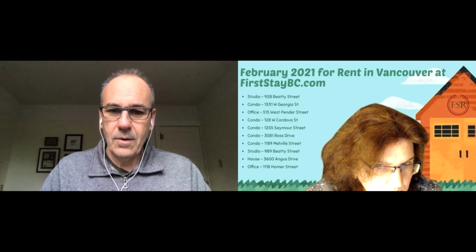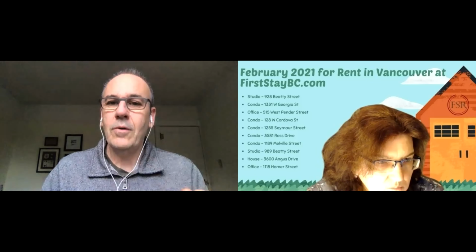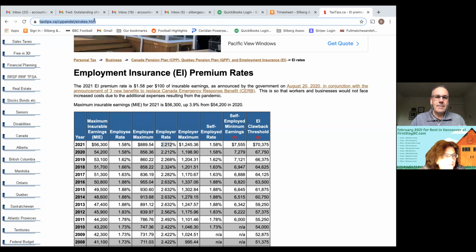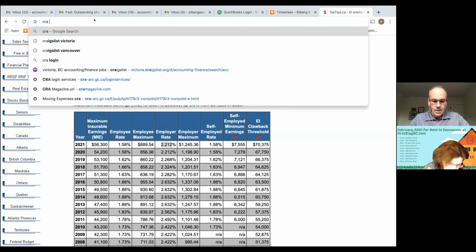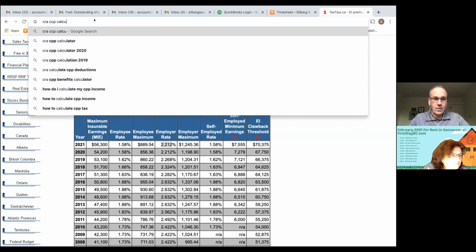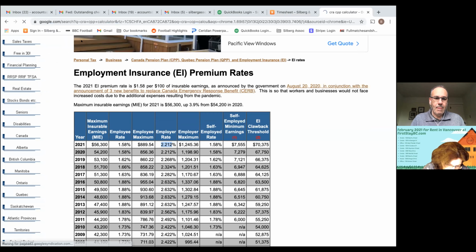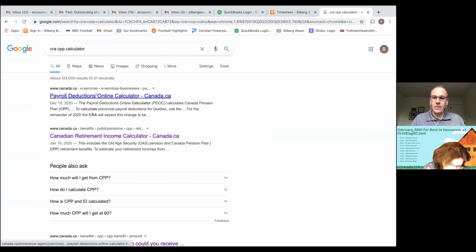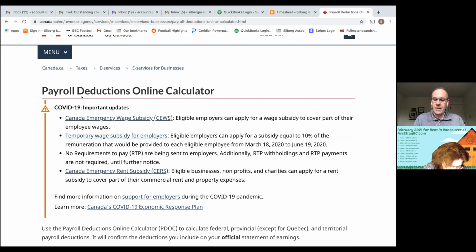Okay, but there's maybe a way to help you calculate it, to do everything for you. So again, I'm going to go back to Chrome. And if you search for CRA CPP calculator, here you go. You see the payroll deductions online calculator. So you can use this to actually help you work it out correctly.